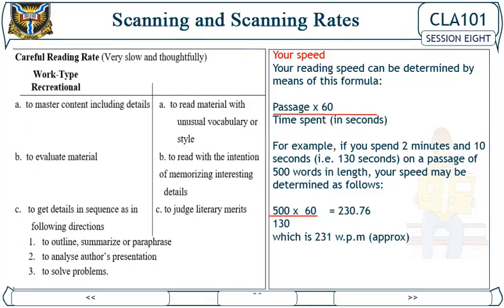Careful reading rate. Very slow and thoughtfully. Work type. Recreational. Work type. A. To master content including details. Recreational. A. To read material with unusual vocabulary or style. B. To evaluate material. B. To read with the intention of memorizing interesting details. C. To get details in sequence as in following directions.